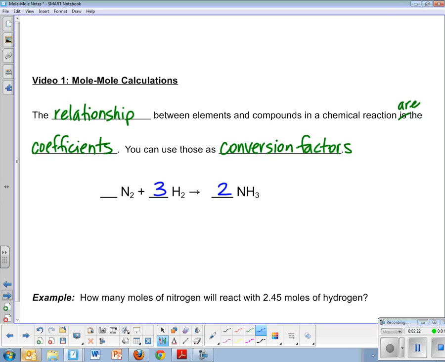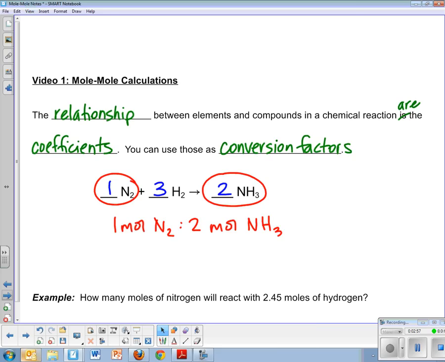Now, in front of this nitrogen, there is a number. It's just not written. It's not 0. It's 1. Normally we don't write 1s. I'm writing it just for this example to demonstrate this. These numbers show this relationship between every element and compound in our reaction. For instance, let's compare nitrogen and ammonia. The numbers are 1 and 2. That means for every 1 mole of nitrogen, there are 2 moles of NH3.